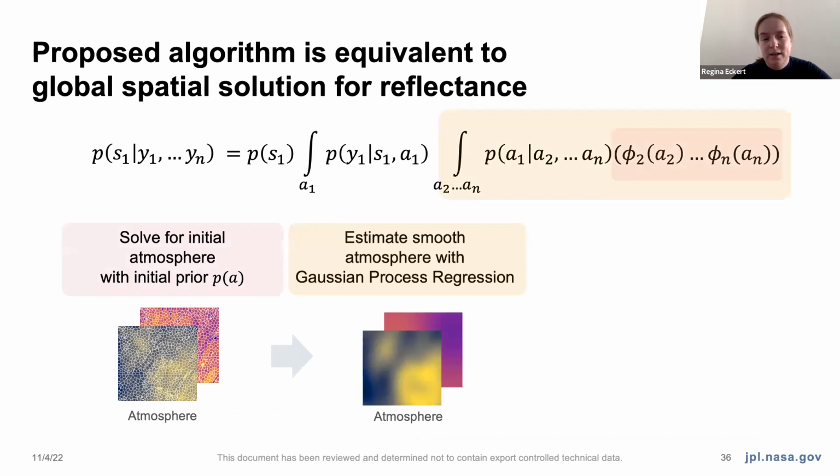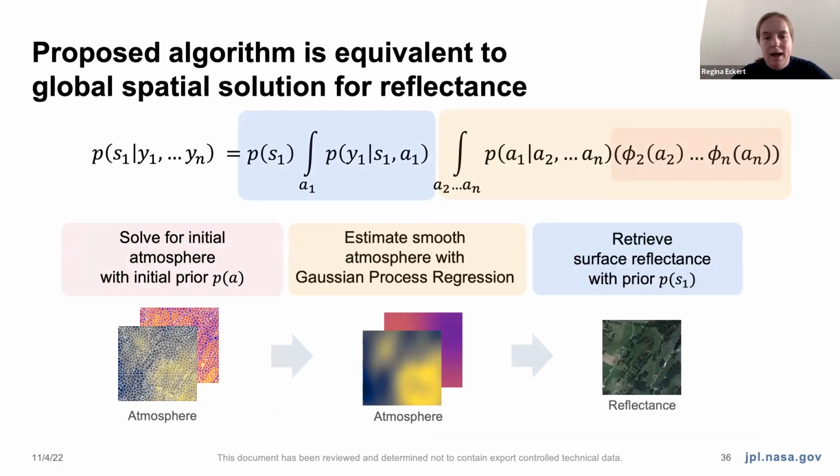Then we are estimating a smooth atmosphere with this Gaussian process regression that's relating all of our atmospheric parameters to each other spatially. And then we're retrieving our surface reflectance prior with a new prior, S on S. So what you might notice here is that this is exactly what I was showing you before. We have this initial solution. We're estimating a smooth atmosphere with the Gaussian process regression, and then we're retrieving a final reflectance. So that's the relation to the math underpinnings here, which makes this a lot more rigorous than just some ad hoc algorithm that might work.